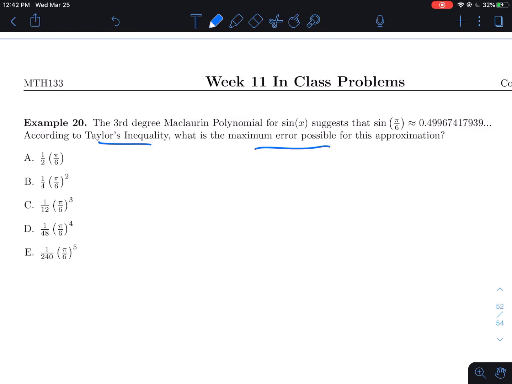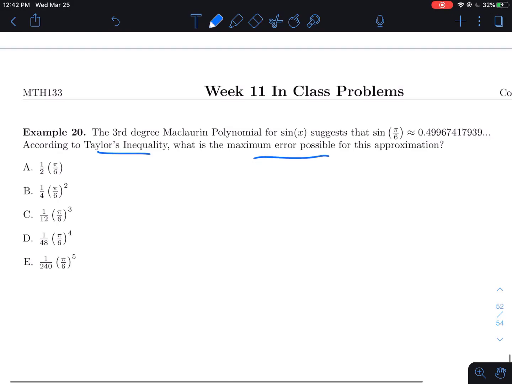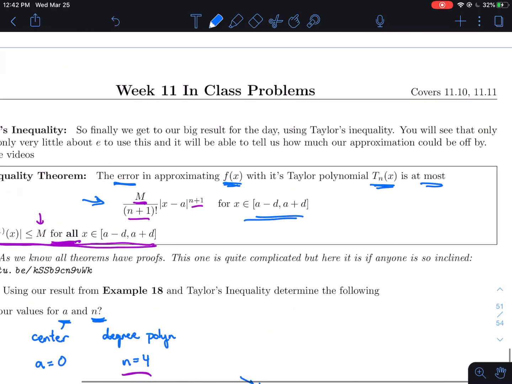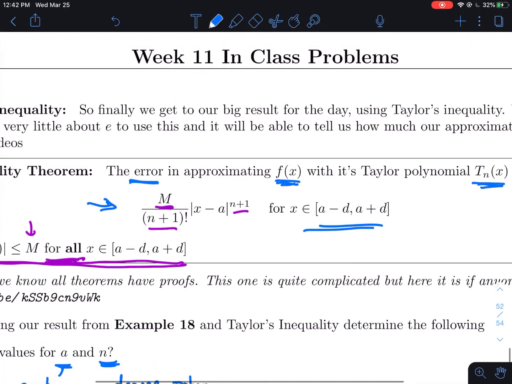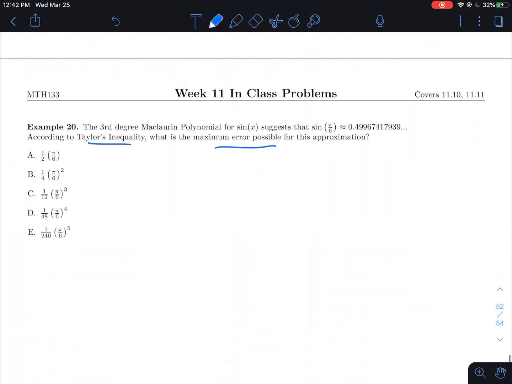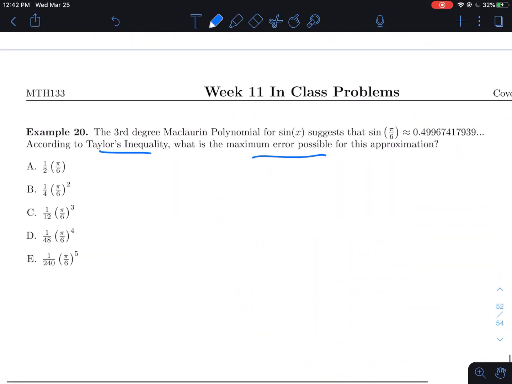And so I'd like you to pause the video. We've gone through everything step by step back here. Try to use Taylor's inequality, identify all of these pieces just like we did back here, and try to apply it to this function sine. All right, so please pause the video, give it a go, and when you're ready to see the answer, come on back.